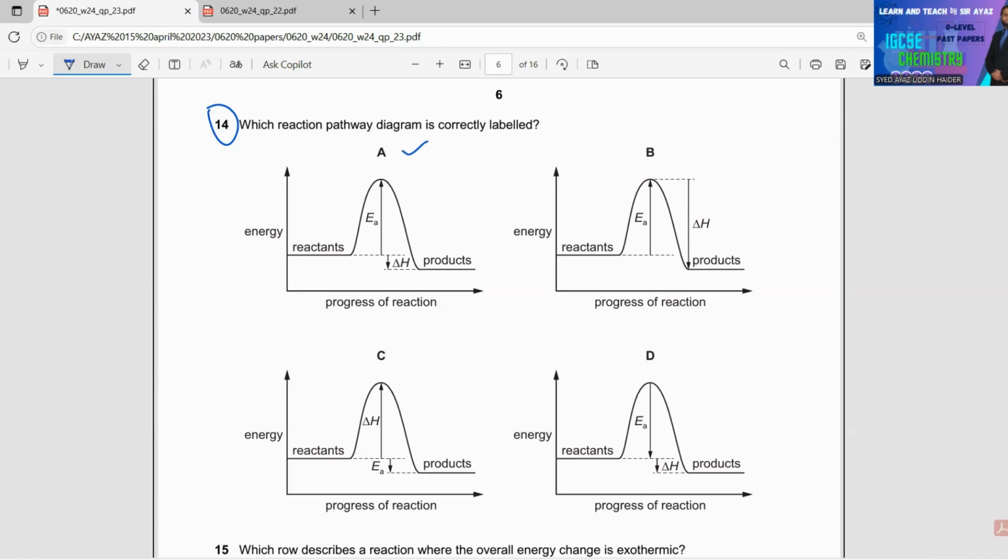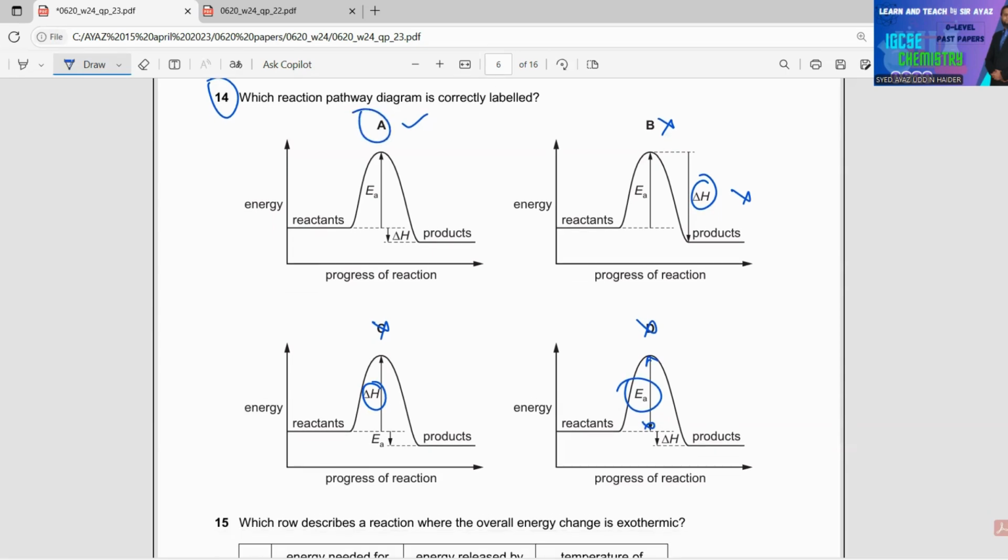For convenience, I'm checking the others. In B, they mentioned the delta H incorrectly. EA is correct. Again, this is an example of an exothermic reaction, but delta H is not labeled correctly. C is also incorrect. The reason is that this hump is of EA, not delta H. What about D? It's also incorrect because the arrow of EA must be up, not down. So A must be the right choice.